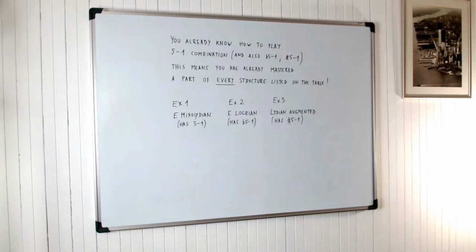You already know how to play the 5-1 combination on the fretboard. You can also adjust it to become flat 5-1 and sharp 5-1 instantly. This means that you already have mastered a tiny part of every structure in the table that has such numbers. Just think for a moment how reusable this tiny bit of information is.